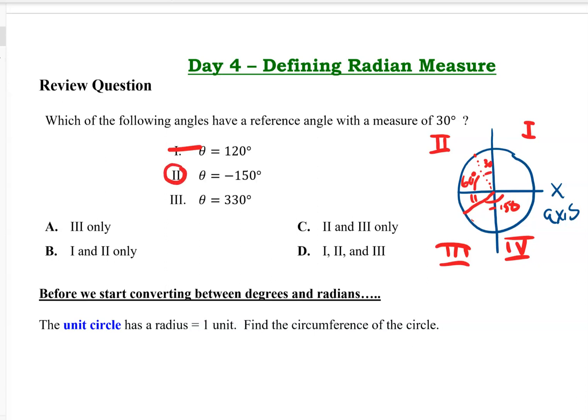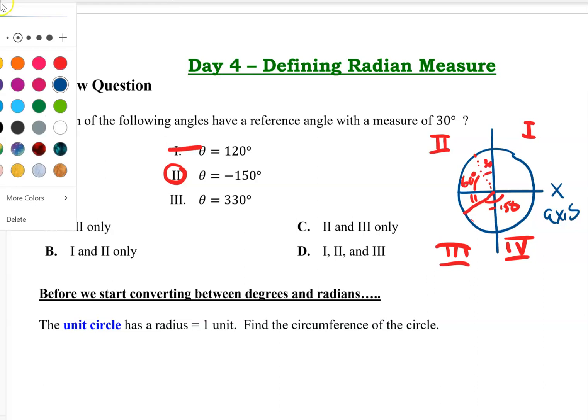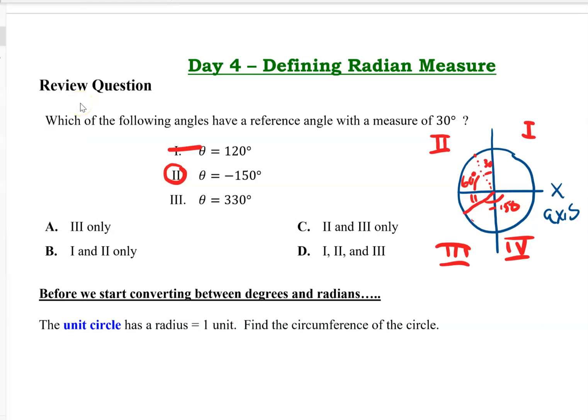And now 330 degrees. We're going to go around counterclockwise again. So we go 90, 180, 270, and then 60 more. When we do that, we're left with 30 degrees remaining before we reach a full circle. So our reference angle is 30 degrees, so number 3 is also okay. So 2 and 3, but not 1.